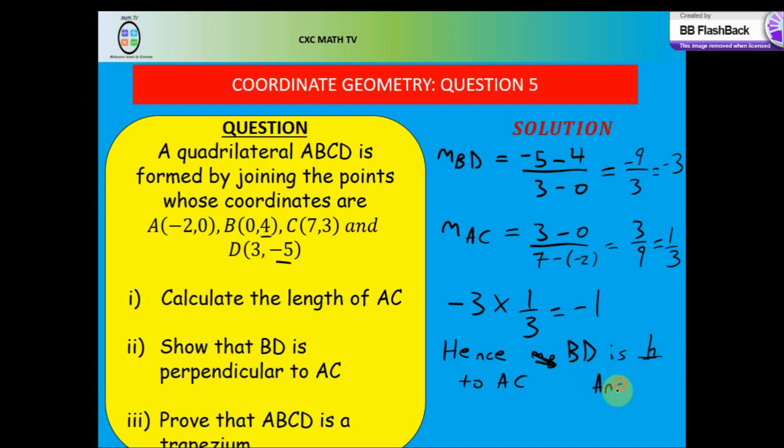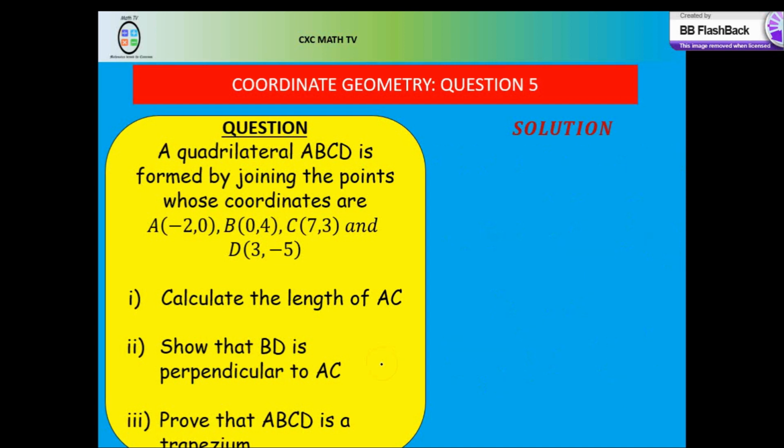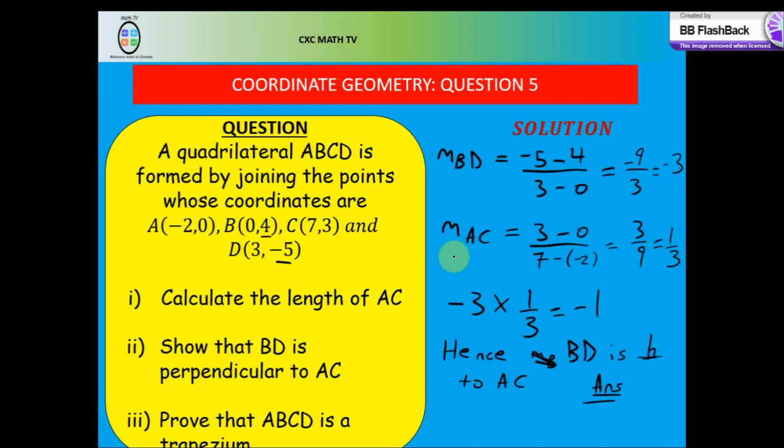Since the product of their gradients is negative 1, hence we can tell BD is perpendicular to AC. That's part 2. Part 2 done and dusted right there. Easy. Nice. Now it says we need to prove that ABCD is a trapezium.